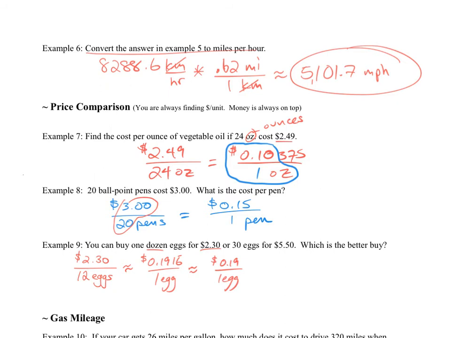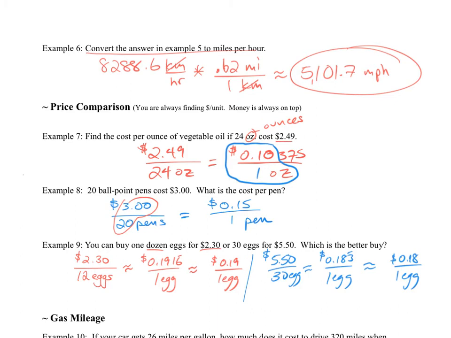$0.1916. And again, if you round that to 2 decimal places, this digit here, this 1, tells you that you will not be rounding up. So it's 19 cents for 1 egg. Comparatively, if you go for the 30 eggs at the $5.50 price, that'll end up costing you about 18 cents per egg.